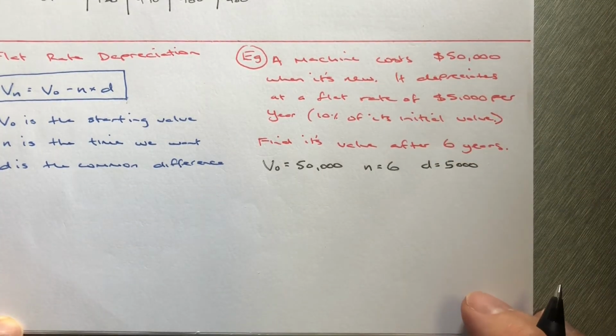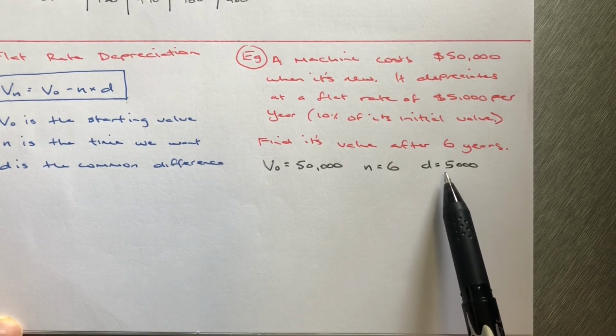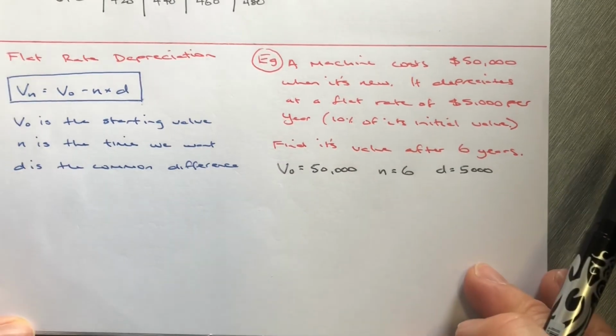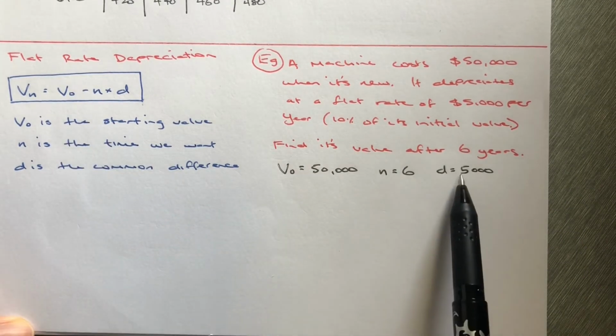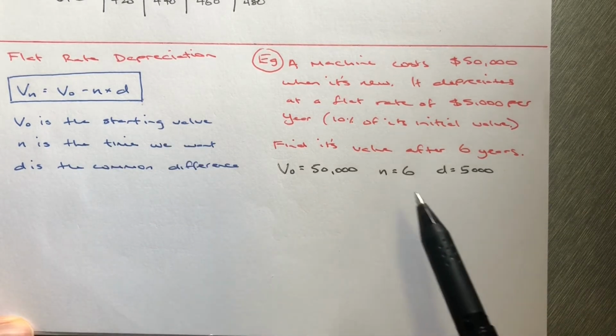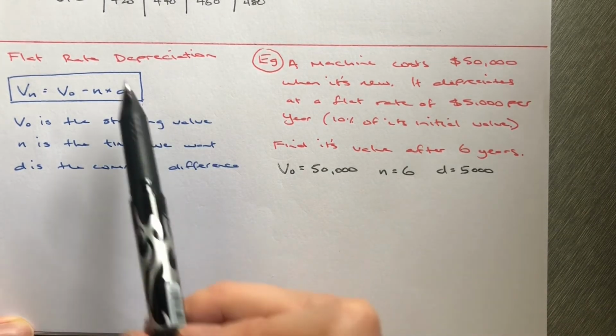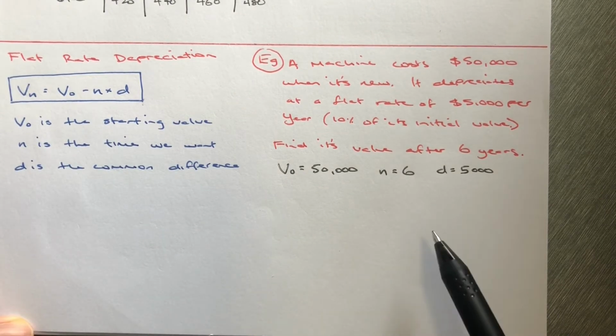All right, now you might think, oh, shouldn't D be minus 5,000? Not with this formula, because they've already taken into account that it's always going to be going down. So if you change that to a minus, the value will be going up. Okay, so when we're talking about flat rate depreciation and you're using this formula here, keep your D as positive.